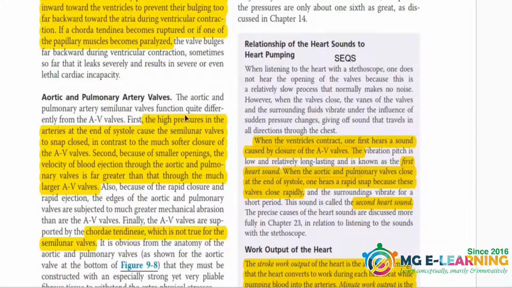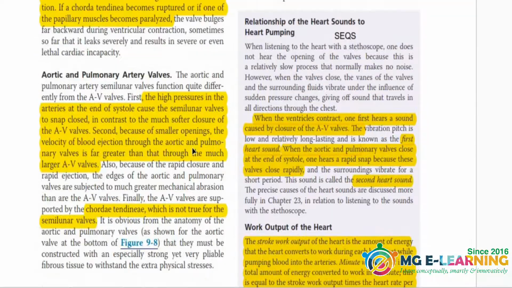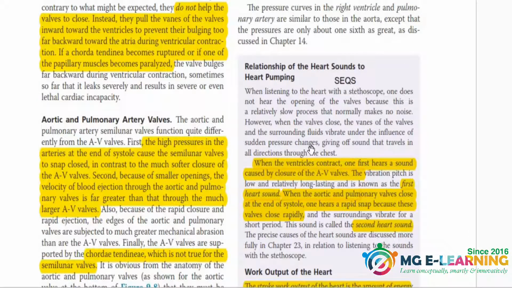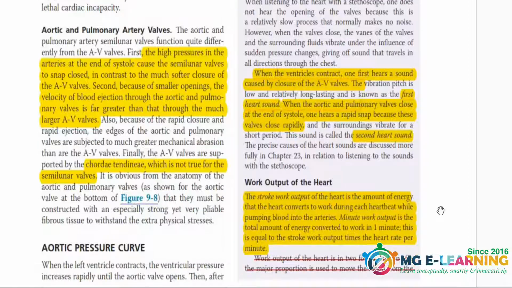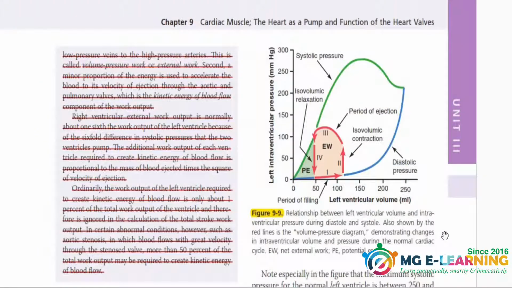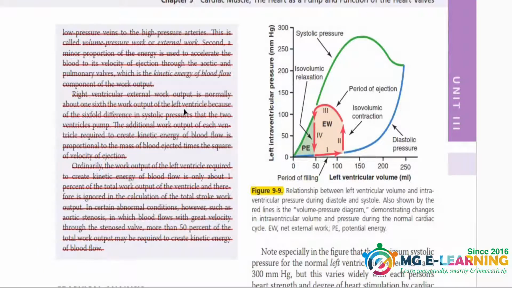Next, here are some important highlighted points for conceptual purpose and for MCQs. Now, heart sound is very important from the SAQ point of view. You have to know the first, second, third and fourth heart sounds and their origin and characteristics. Now, work output of heart, you have to know its definition. But this block is not as important, so you can drop it.